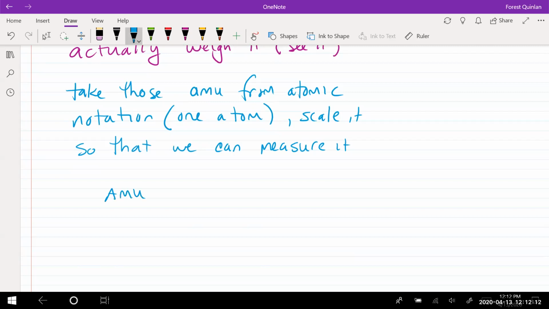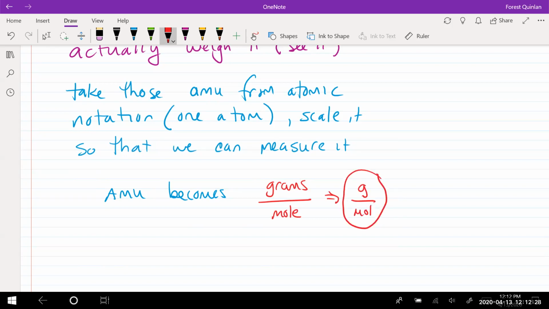So the AMU becomes grams per mole, otherwise known as grams over moles. So what Avogadro has done for us is taken the hitherto now unseen and say, look, if we have enough of them, we will be able to see them. How many? This big number. Once we have that, we can actually physically measure it.